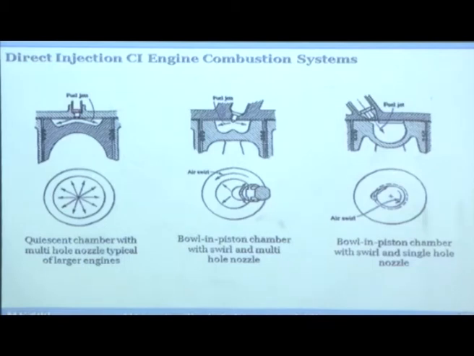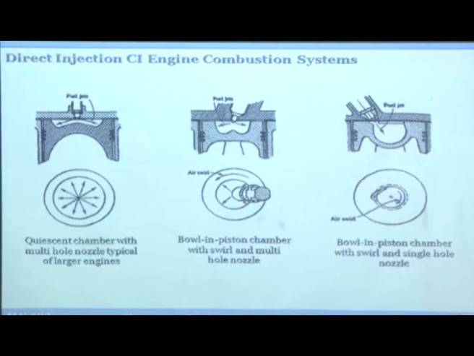Okay, and this is basically the side view and this is the top view. So this is the injector. Normally the injector is straight, in quiescent chambers, and it is multi-hole. So you can see that from the injector there are many jets that will come out. It could be 6, it could be 8, it could be 12, depending on what the bore diameter is.